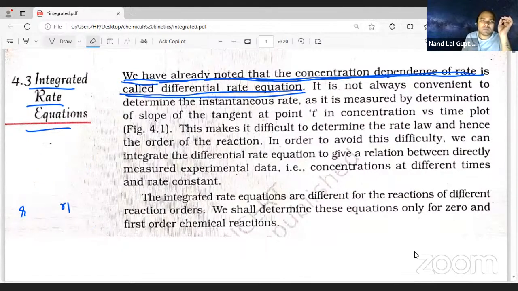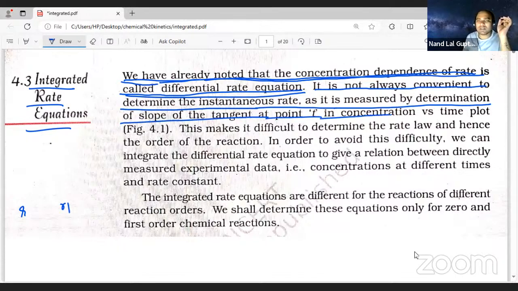Now, the second point, you see. It is not always convenient to determine the instantaneous rate as it is measured by the determination of the slope of the tangent at point T in the concentration versus time plot. So there are three types of reaction we study. They are saying instantaneous rate is determined by the slope at point T in the concentration versus time plot.